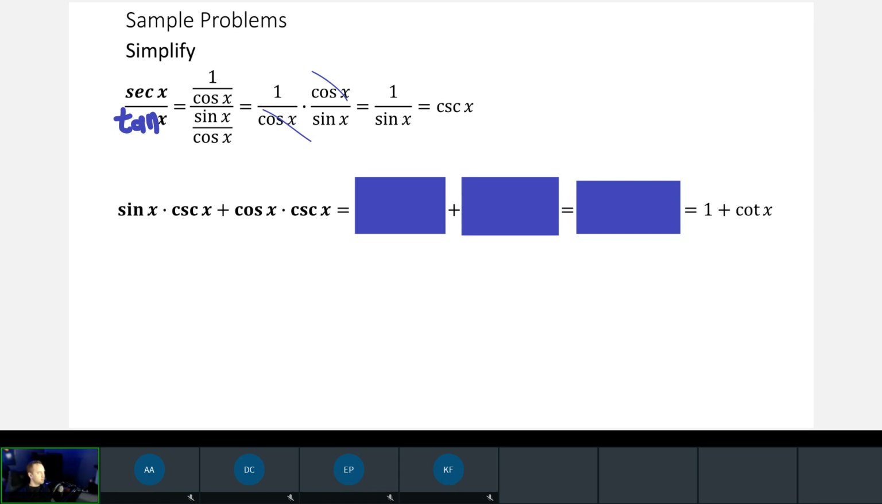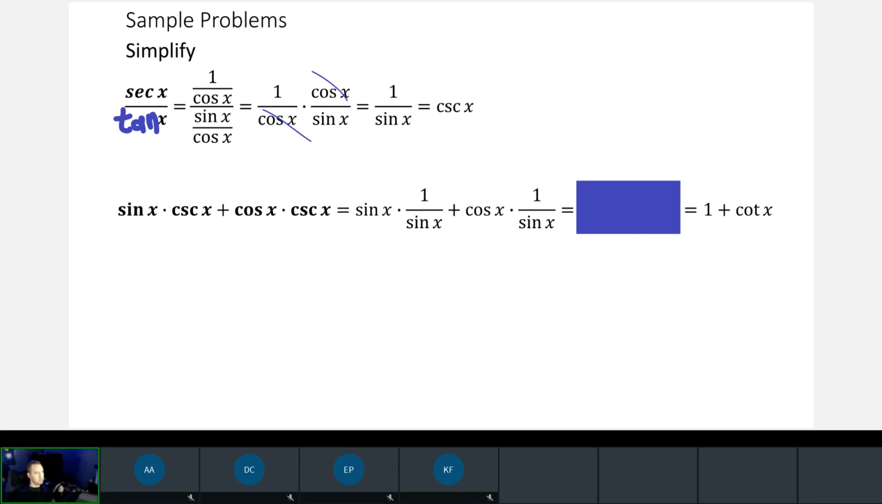All right. So all of you should have written sine times, well, cosecant is 1 over what? 1 over sine, yep. So all of you should have had that for your first term. All right, the second term, cosine times cosecant, again same thing, actually. 1 over sine, so that was easy. Sine of x times 1 over sine of x, well, that's just going to be 1.